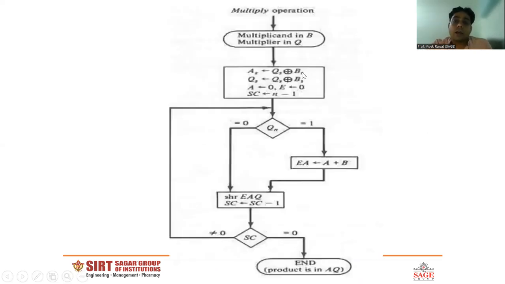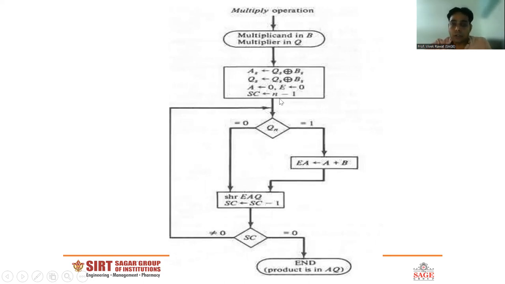Now, in this diagram, you can see the multiplicand will be saved in the B register, and the multiplier will be saved in the Q register. AS XOR QS goes to the XOR gate. This is the whole calculation about the XOR gate. The XOR gate will give some digit answers with the help of this process. A means accumulator register. The values of the A register will start from 0. The extended flip-flop value will start from 0. Sequence counter will be n or n minus 1, means 1, after that 1, after that 1, after that 0, 0. So this is the sequence counter.